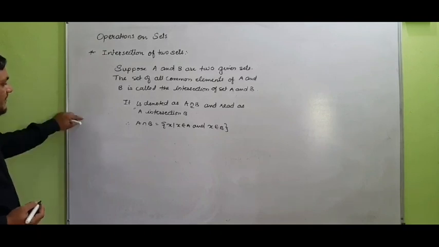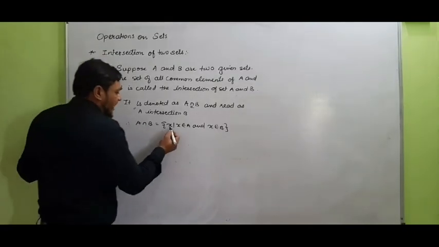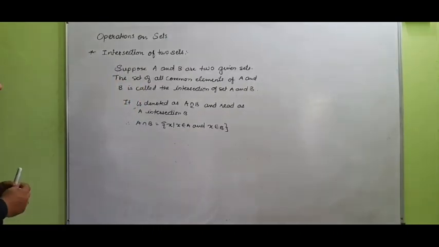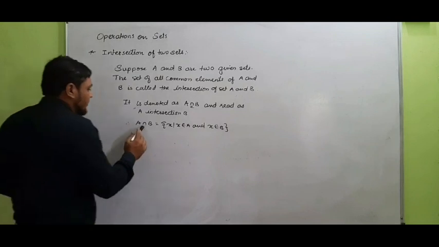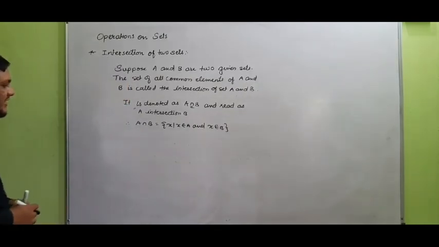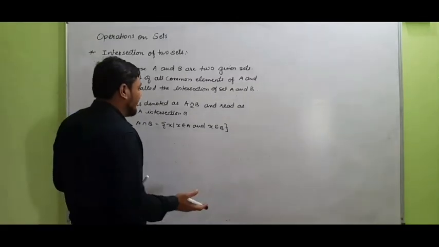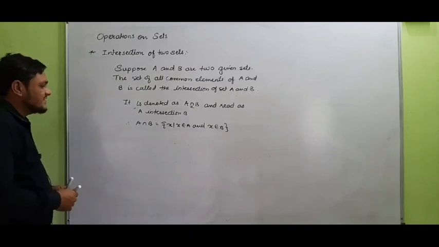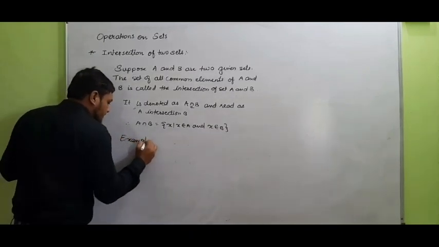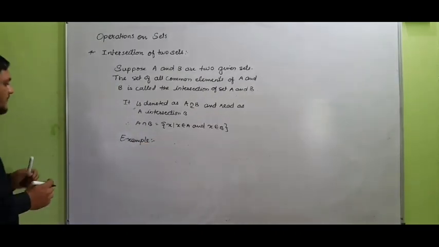The general form of writing the intersection of two sets is A intersection B is equal to {x such that x is an element of A and x is an element of B}. So students, the elements contained in A intersection B are the common elements of both sets A and B. Let us take one example for that, so that we can understand what the intersection of two sets is.